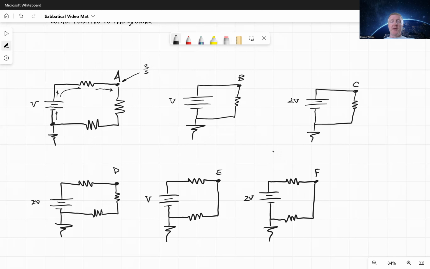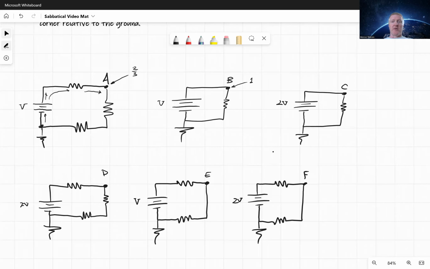Okay, let's take a look at B. So here a charge comes out of the V battery, and what does it do on the way there? It does absolutely nothing. So how much is left? It hasn't lost anything. So there should still be a whole one left. Now here at C, basically the same thing's happening, right? But look at the voltage. How does that change things?